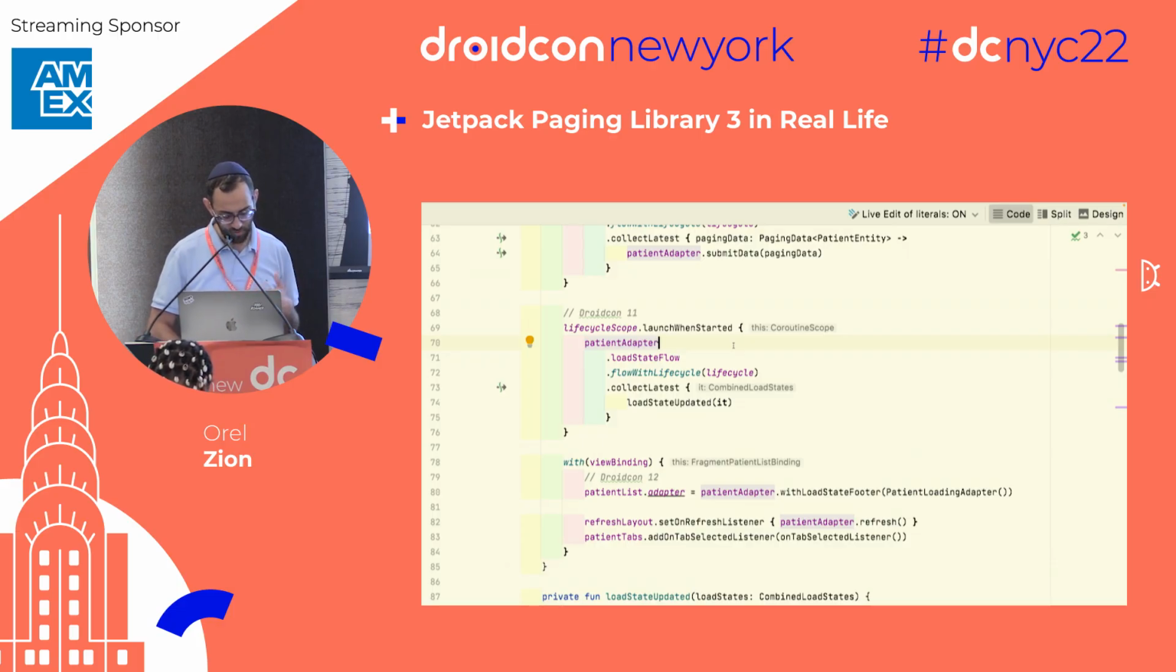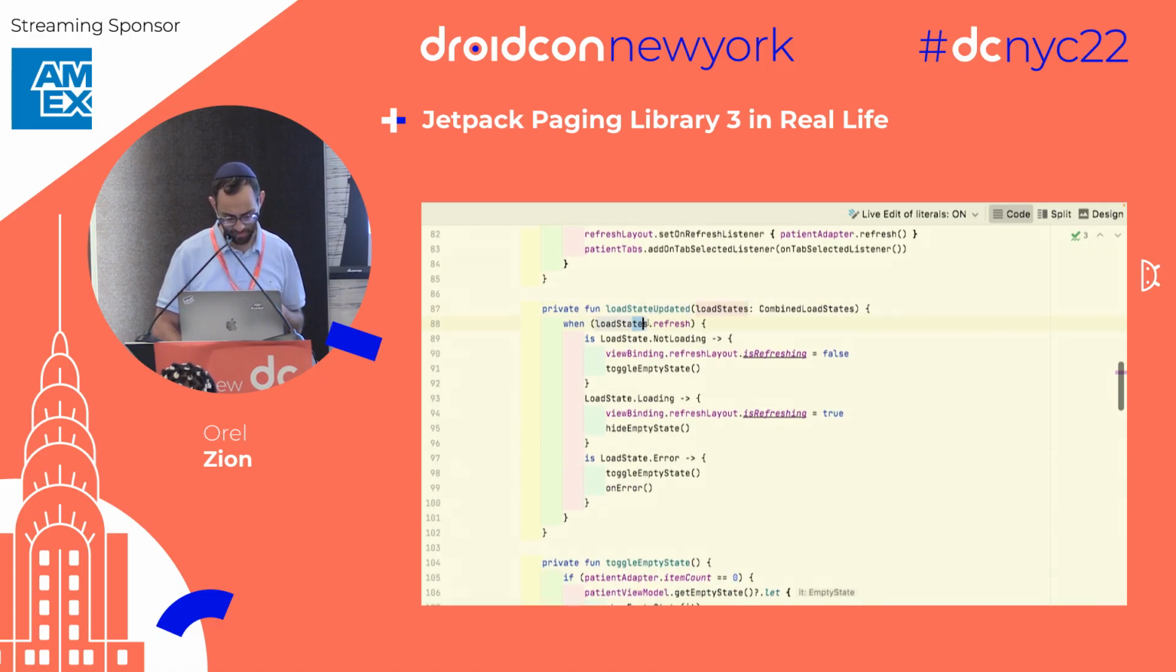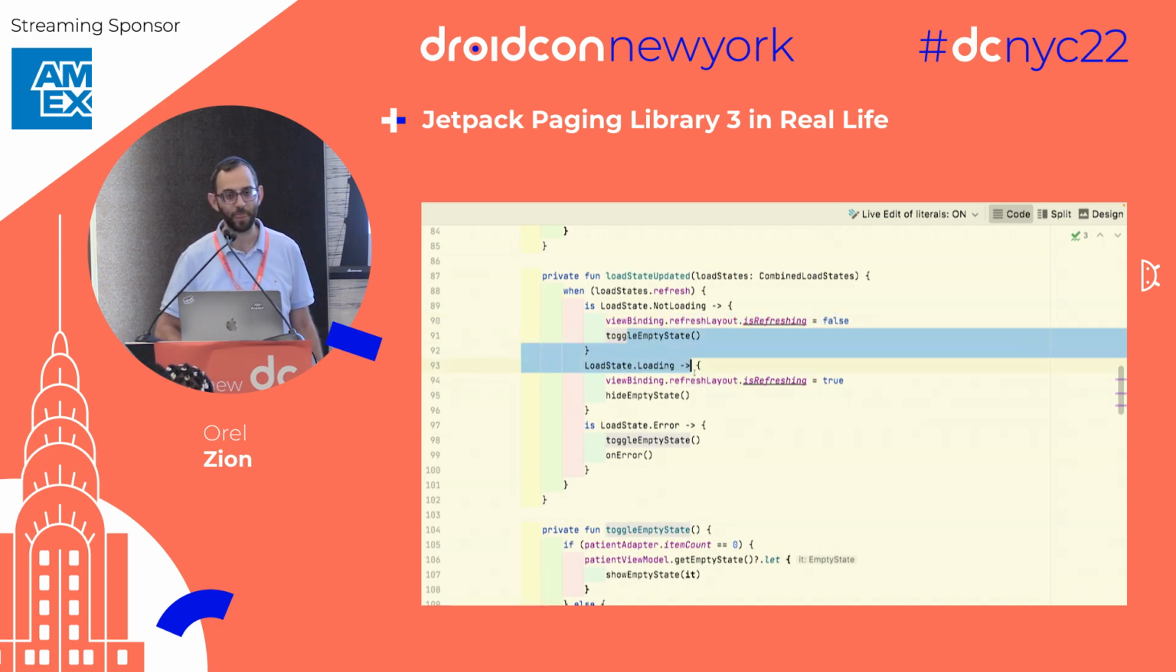So you actually need to go to the adapter. You go to your adapter, and then you have a load state flow, and you collect it from there, and you update everything. So you update the load state when it's a refresh load state. I'm updating this loading indicator for the refresh state or the empty state, etc., etc. This is how I do it.